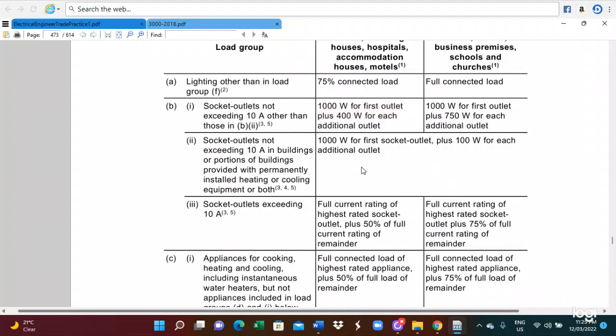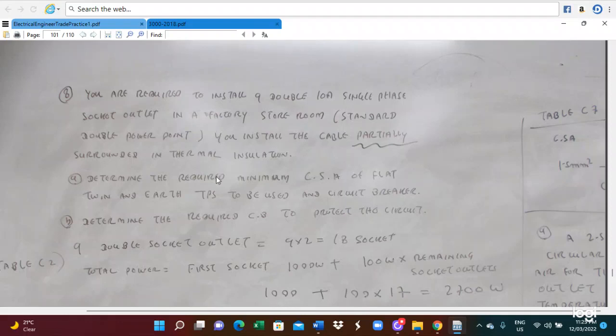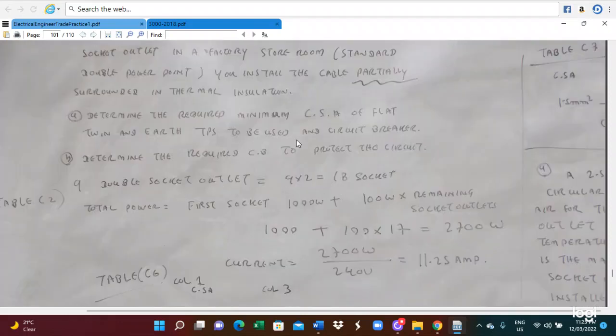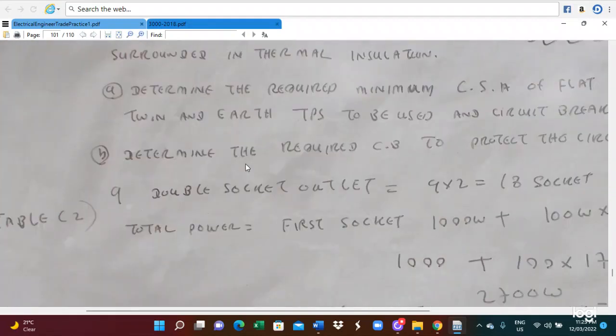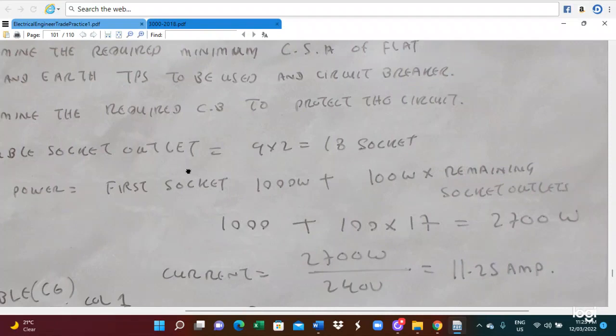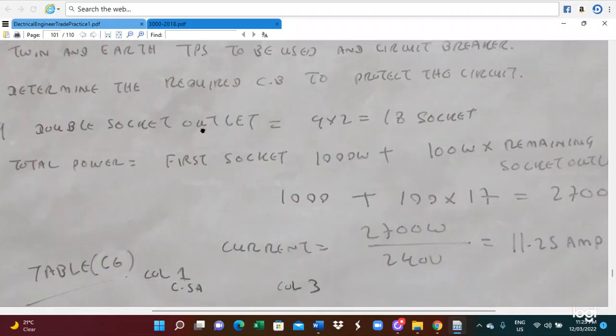So this is the rule that is given. This is the factory. We said we use Table C2. So Table C2 is for the first socket outlet. How many socket outlets? So this is 1000 watts plus 400 watts multiplied by the remaining socket outlets. The total number of socket outlets is 18. So the first one is 1000, the additional is 400 watts multiplied by 17. This is the way we calculate the power. So this is the socket outlet calculation.